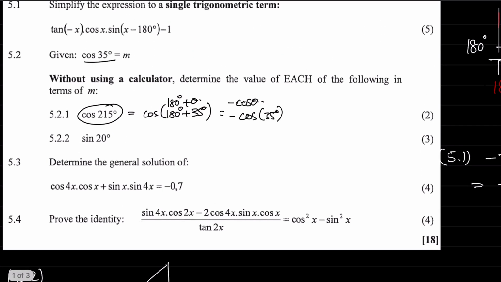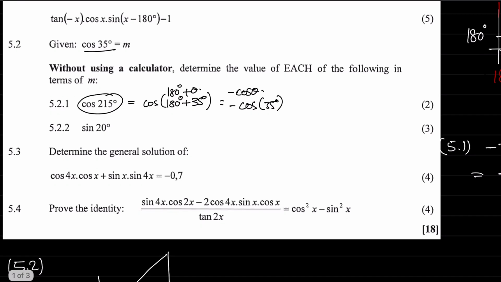All right, let's move on. Cos of 20. Now we know that in a triangle, sine of 20 will equal cos of 90 minus 20. So what we can do is write this as cos of 90 minus 20. Now 90 minus 20 is 70, so we can say that's cos of 70 degrees.